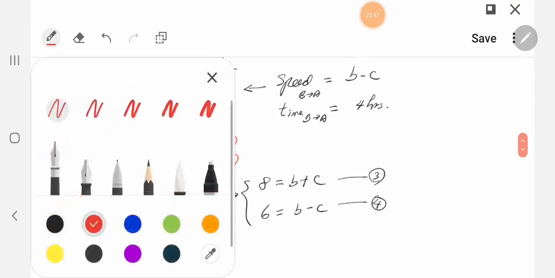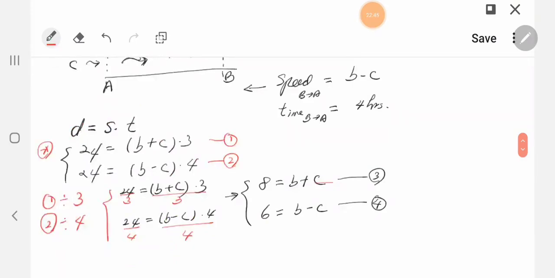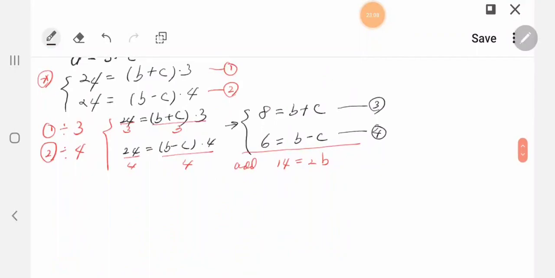All right, as you can see, the coefficient of C is positive 1 and negative 1, so we can just add up these two equations to eliminate the variable C. Once we add it, 8 plus 6 is 14, which is equal to 2B, and C cancels out. Divide each side by 2, then 7 equals B. So what is the speed of the boat? It's 7 miles per hour.